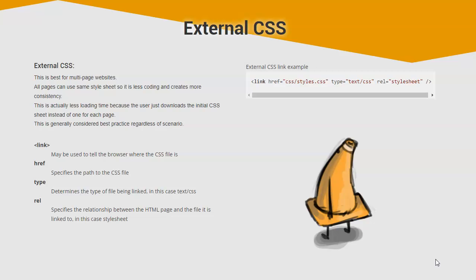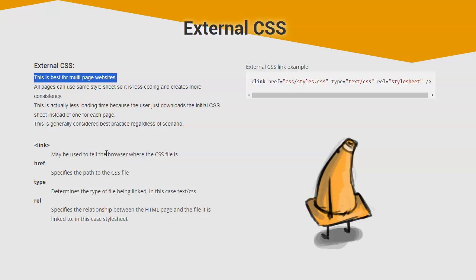So the reasons to use external CSS. It's best for multi-page websites. So if, for example, you're looking at my website, it has hundreds of pages, okay? If I had CSS on every single one of those pages, every time you download the page, you have to download all the HTML and the content, as well as the CSS that would be in the page as well.